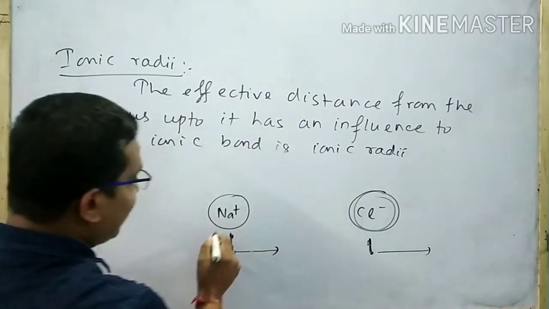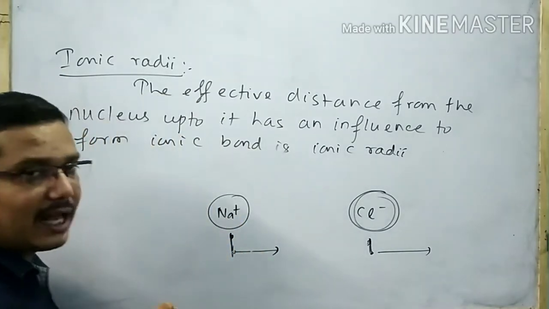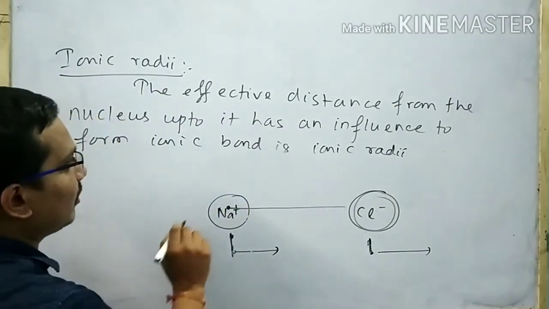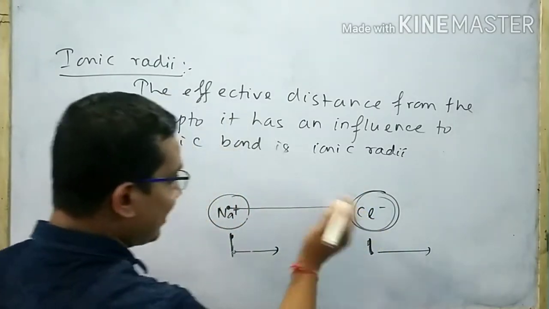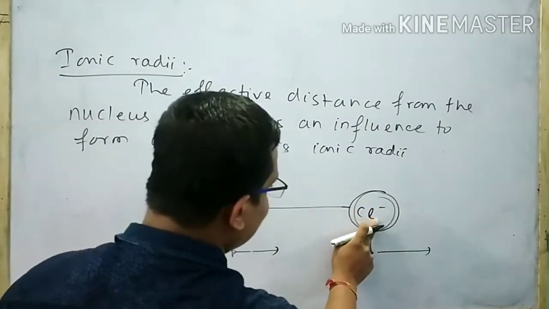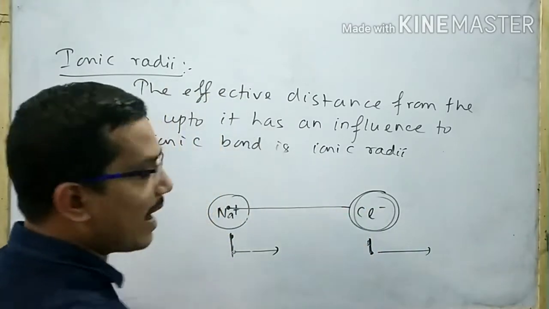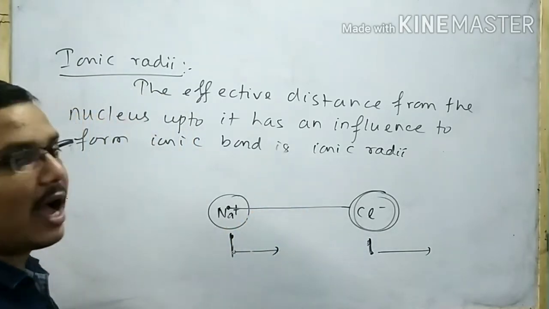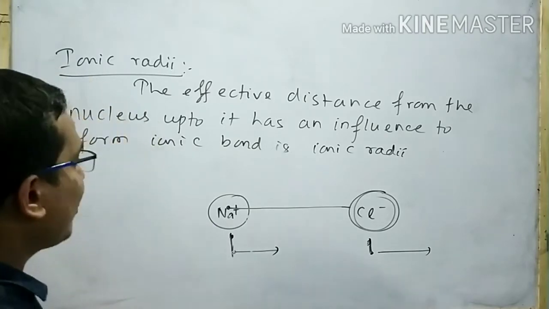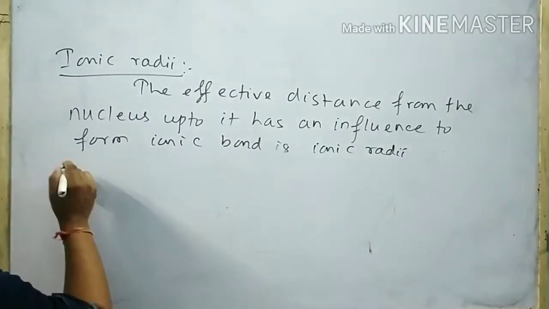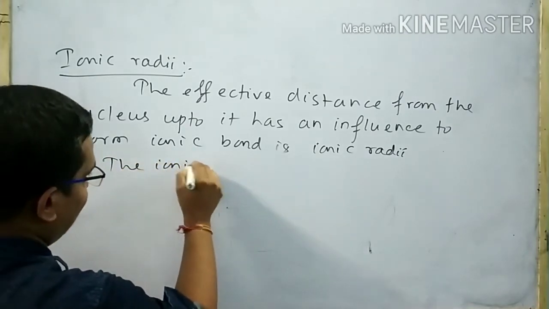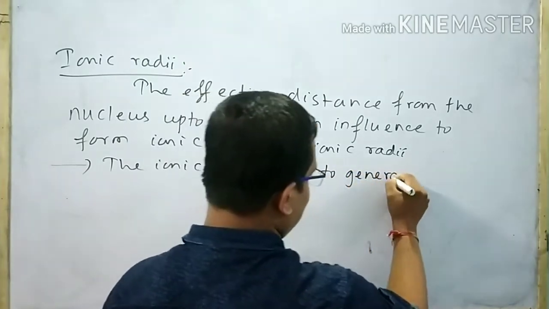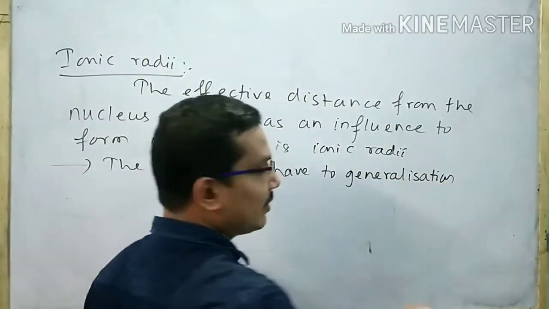This can be counted from the nucleus. Suppose I want to calculate the ionic radii of the Na plus ion. This is the nucleus of the Na plus ion. Up to a particular distance, the Na plus ion will experience force with the Cl minus ion and be able to form the ionic bond. This effective distance is called ionic radii. The ionic radii have two generalizations.